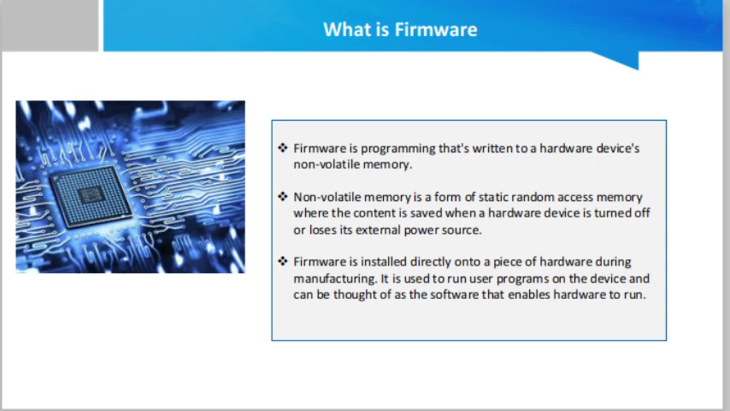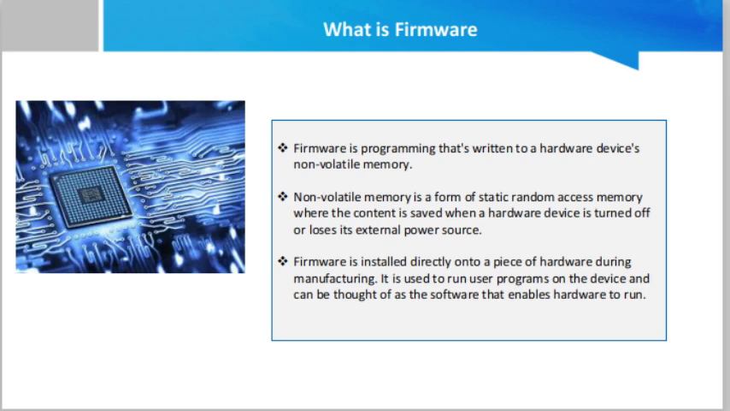Firmware is installed directly onto a piece of hardware during manufacturing. It is used to run user programs on the device and can be thought of as the software that enables hardware to run. Hardware makers use embedded firmware to control the functions of various hardware devices and systems, much like a computer operating system controls the function of software applications.